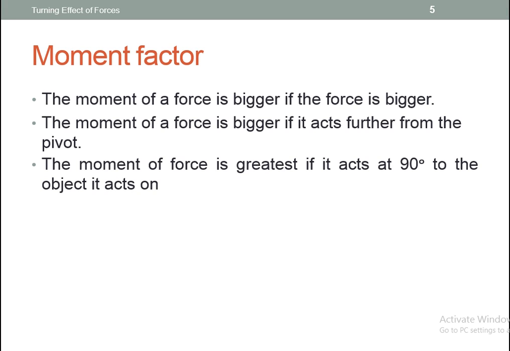The moment of a force is bigger if the force is bigger. The moment of a force is bigger if it is farther from the pivot. The pivot is basically the point of rotation, the axis of rotation. The point at which rotation takes place is known as the axis of rotation or pivot point. The moment of a force is greatest if it acts at 90 degrees to the object it acts on.